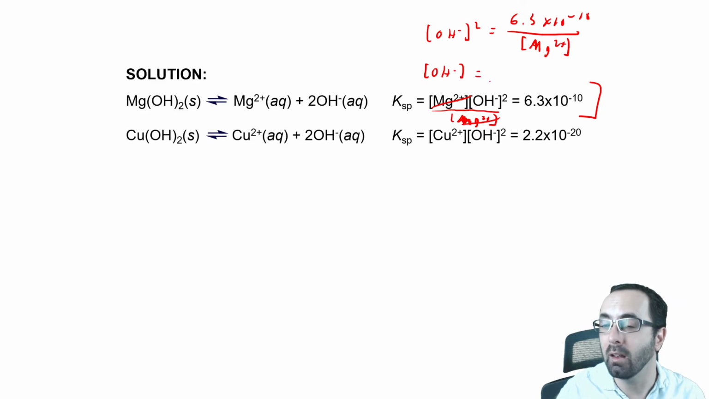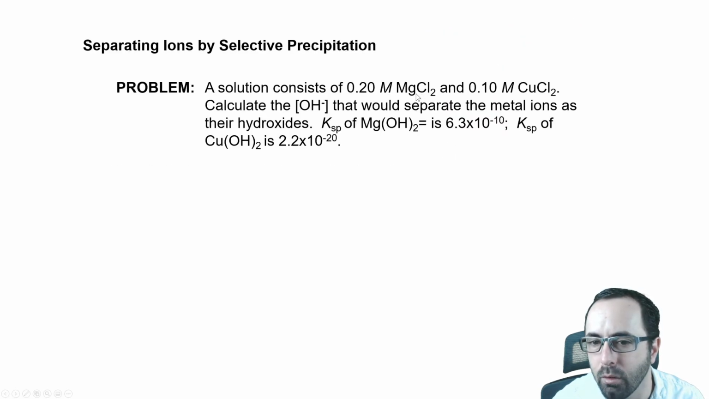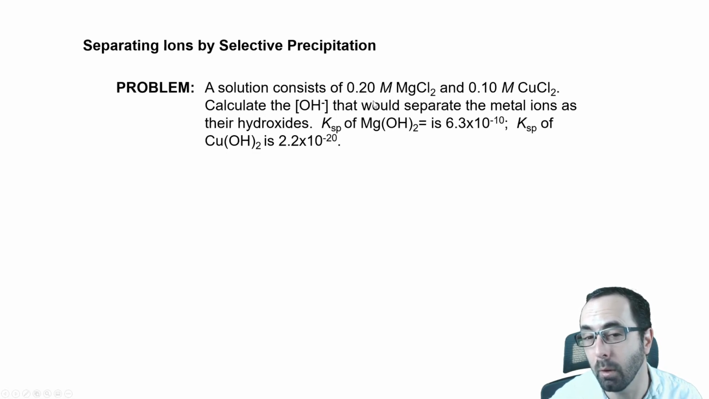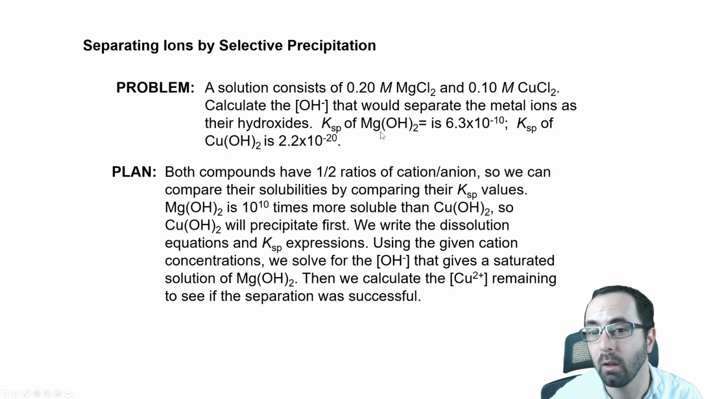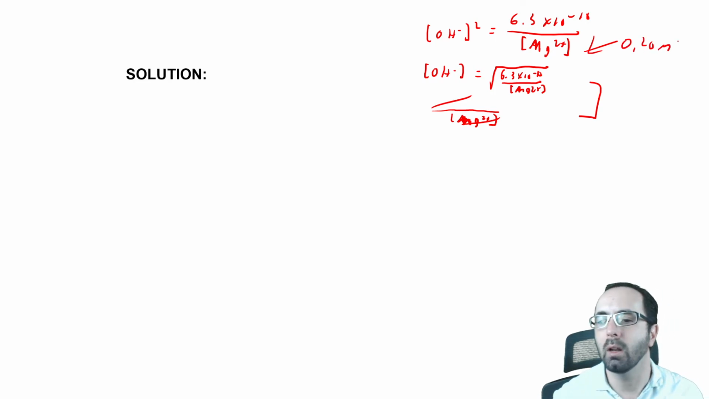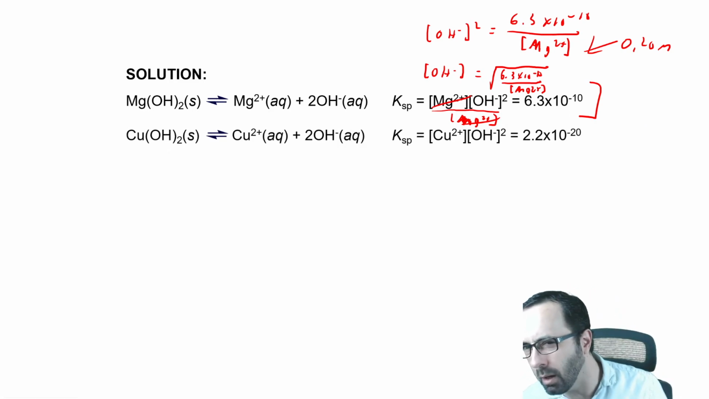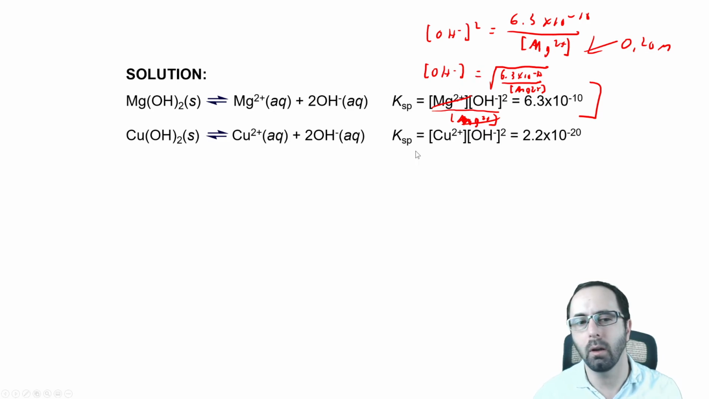So the hydroxide concentration is the square root of 6.3 times 10 to the minus 10 over the magnesium ion concentration, which we were given in the previous slide. Let's go back and look at that. Magnesium ion concentration is 0.2 molar. Chloride concentration is 0.4 molar, twice this, but we don't care about the chloride, it's just a spectator. So this right here is 0.20 molar. So we're going to calculate how much hydroxide we could add to get right up to equilibrium, but not past it. That's what we solved for here.